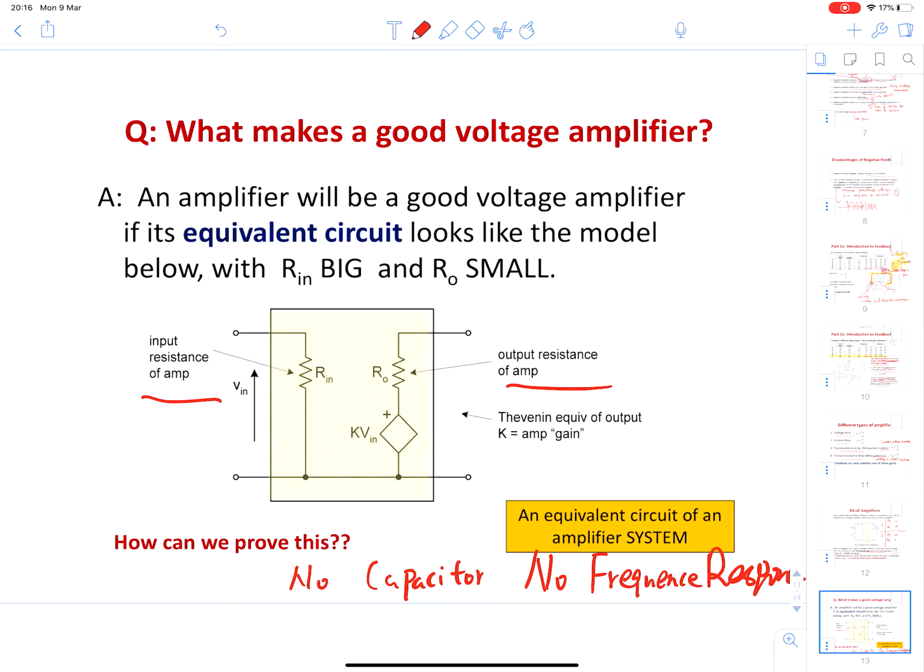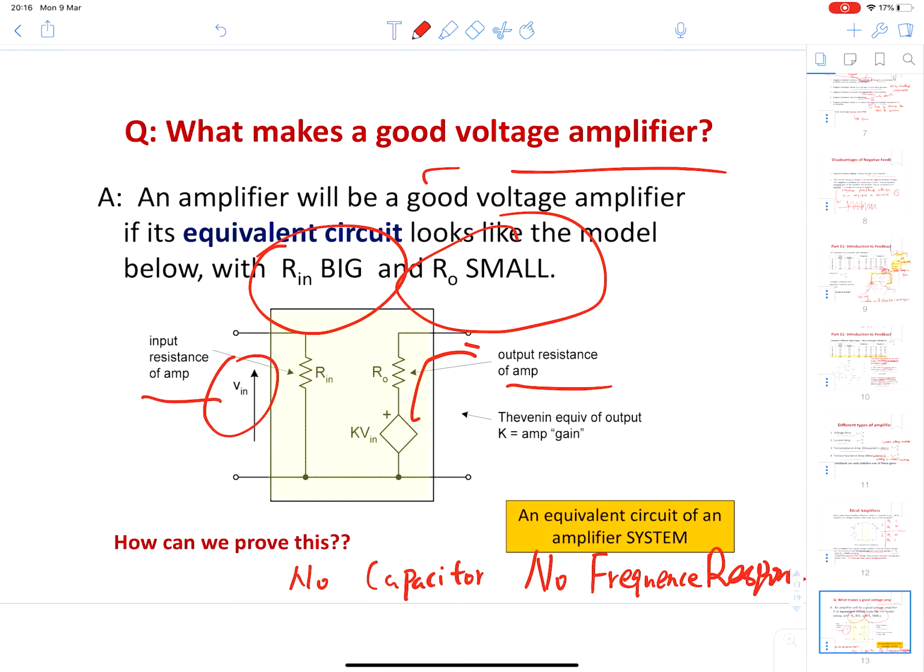What makes a good voltage amplifier? That is a very good question. The amplifier will be a good voltage amplifier if its equivalent circuit, look at the model below, has R in large and R out small. So what does that mean? Look at a voltage amplifier: we want the voltage to go here, right?